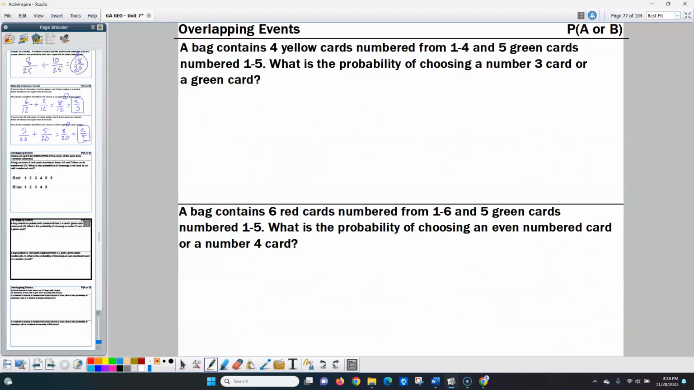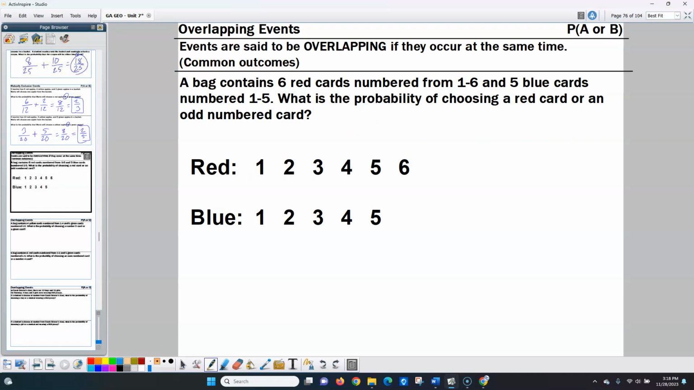So the thing that goes with mutually exclusive is overlapping. Notice it still says or up here. We're still going to be adding. Events are said to be overlapping if they occur at the same time. We're going to see what that means here in a second.